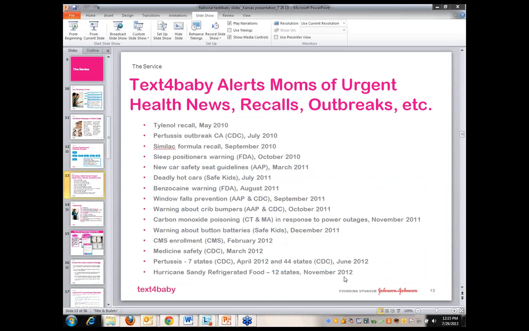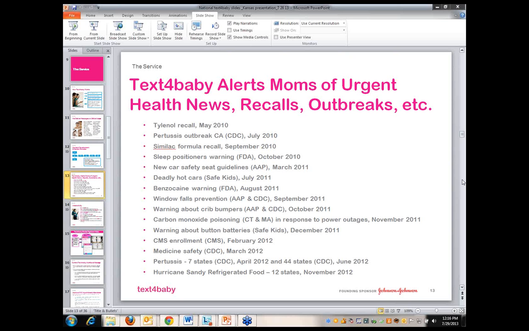So like I mentioned, in addition to the 3 messages sent out every week, we also send out alerts, or we call them ad hoc messages, whether it's newsworthy maternal and child health topics, recalls, outbreaks. So for example, the first bullet, there was a Tylenol recall in May 2010. We were able to utilize our user base and send out messages about the Tylenol recall before it even hit major media markets. So it was a very effective way to communicate to our moms. We want to be sure we're getting this information out.